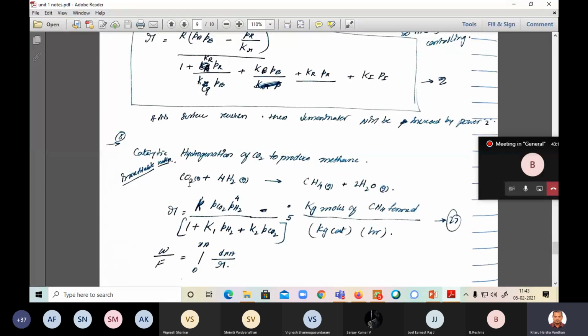This is one more example, hydrogenation of CO2 to produce methane. Methane production, this is one more example on a catalyst. You get the rate like this, right?